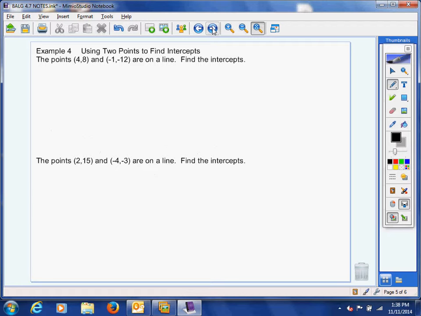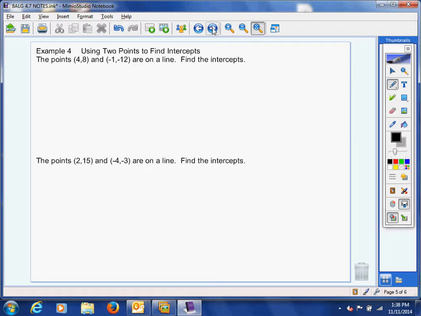All right, now with example 4, all we're going to be given are 2 points, and they want us to find the x-intercept and the y-intercept. And so here's the first one. The points (4, 8) and (-1, -12) are on a line, and they want us to find the intercepts.